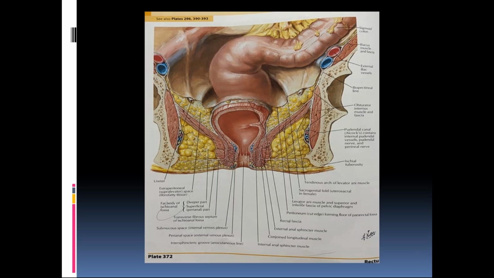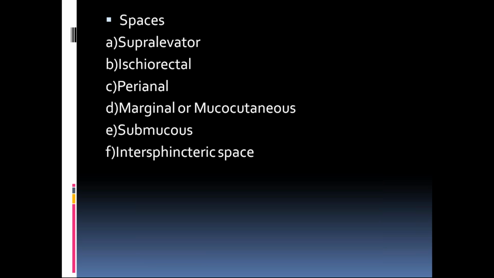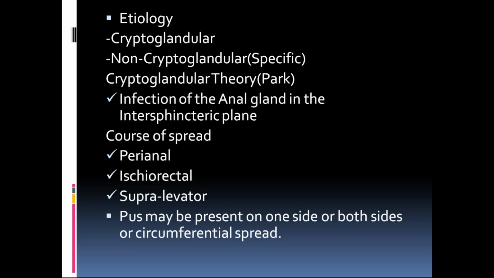So next, what is the etiology? How will this anorectal abscess form? These are the spaces I have discussed: supralevator, ischiorectal, perianal, marginal, submucous. So the etiology you can divide into 2: one is cryptoglandular and the other is non-cryptoglandular. The cryptoglandular theory was defined by Dr. Parks.